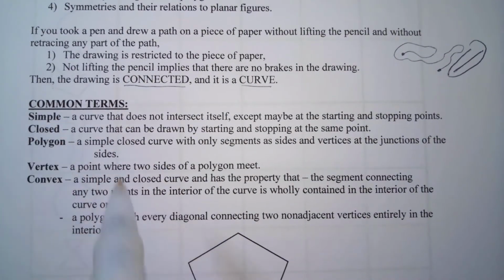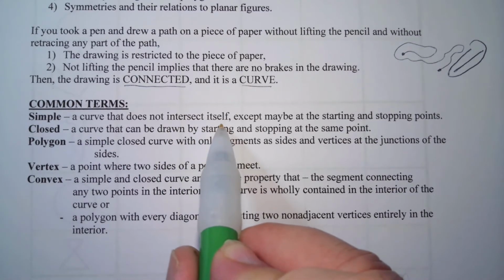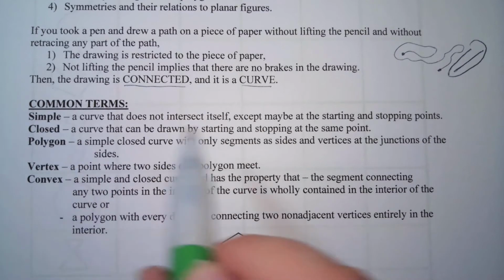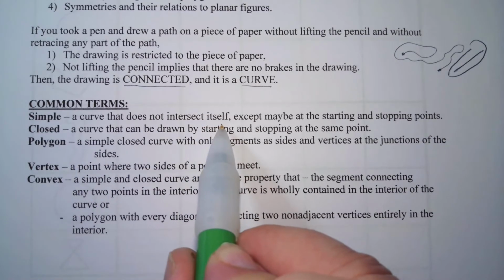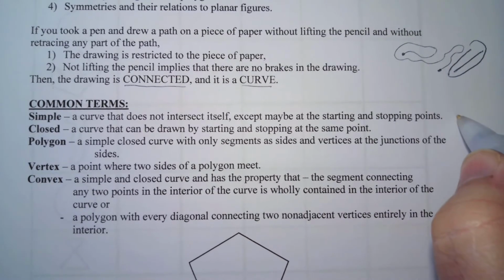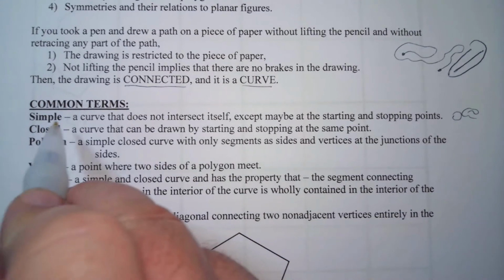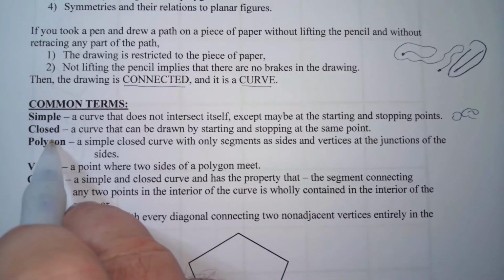We're talking about simple. We're talking about a curve that does not intersect itself. A simple curve. A curve that does not intersect itself, except maybe at the starting and stopping points. In other words, for example, a circle, or any other thing we just defined. As long as it continues without lifting the pen or pencil, and it doesn't overlap itself. That's a simple curve.